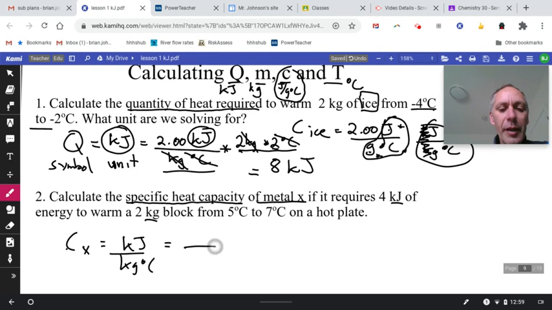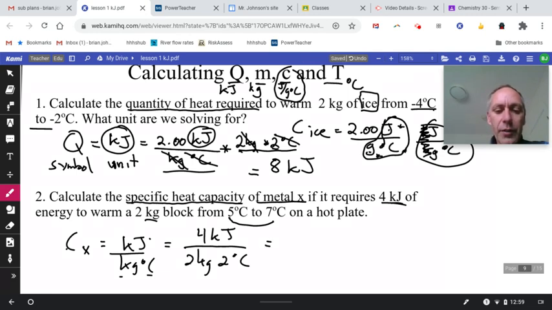So now I set up my problem and I put kilojoules on top. There it is, 4 kilojoules. I put kilograms on the bottom and degrees Celsius on the bottom. It goes from 5 to 7, so the change is 2 degrees Celsius. Again, do not reach for your calculator. 4 kilojoules divided by 2 times 2, which is 4. 4 divided by 4 is 1 kilojoule per kilogram degree Celsius, and we're done.